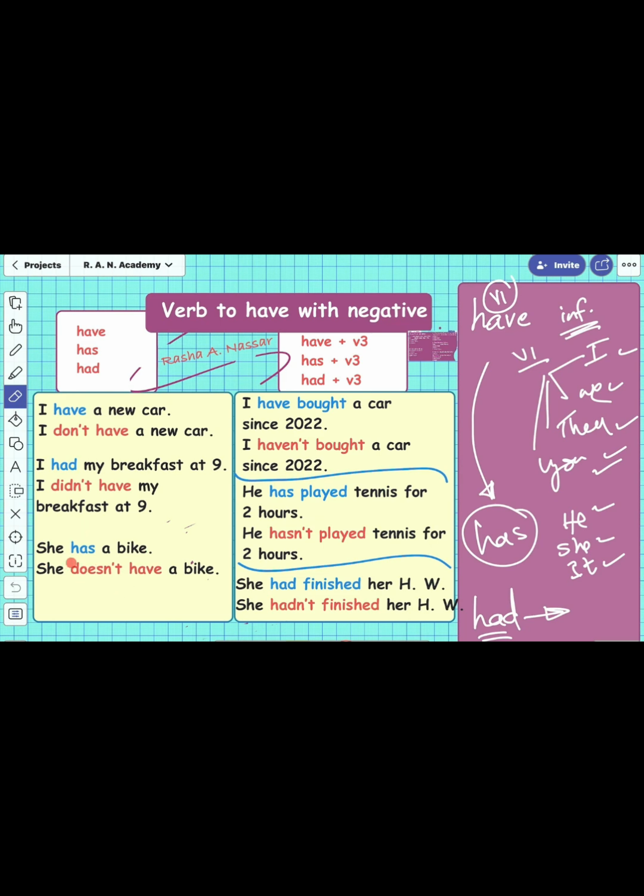So when you see has, it means that I have the verb to have as a main verb. So I have to think which one I will choose, don't or doesn't or didn't. Of course, I have here has. When I see has, I have to choose doesn't. And after doesn't, I have to choose V1. So here it will be she doesn't have a bike. She doesn't have a bike. Okay.